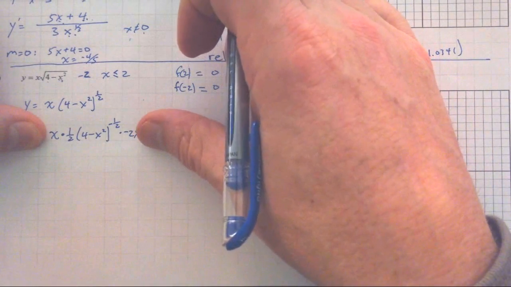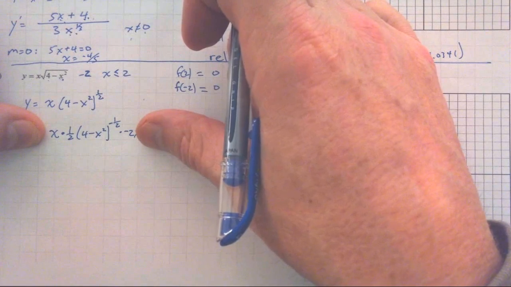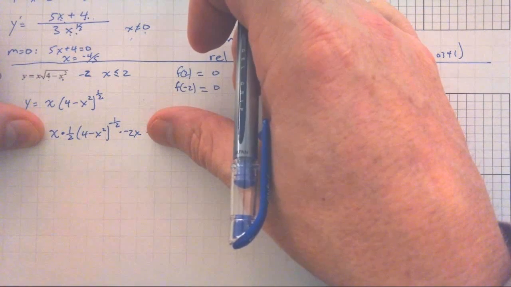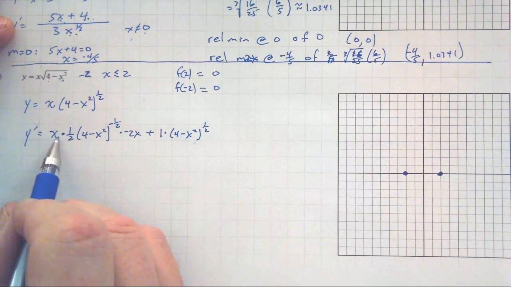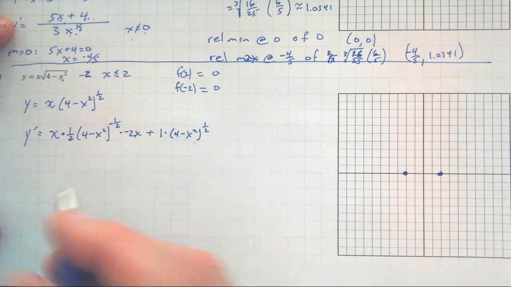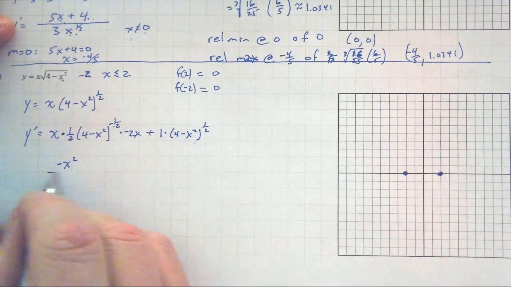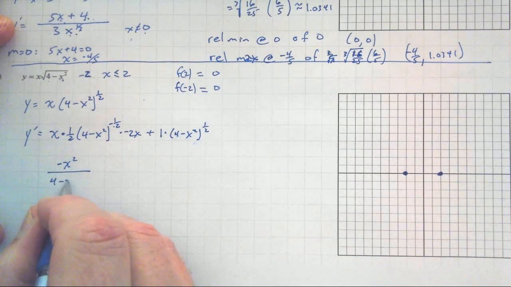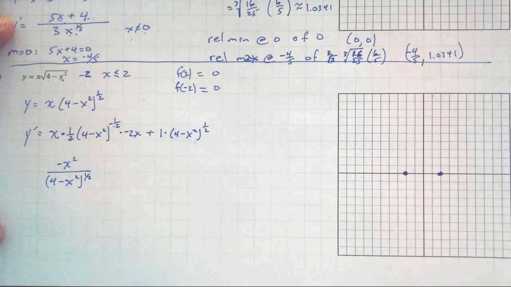In algebra, this is a term, and within this term, everything's factored. Therefore, I can play the numerator-denominator game with this negative exponent. I've got numerators of x squared. I've got a denominator of 2, but that's divided by negative 2, just negative 1. So I get a negative x squared. This can go to the denominator: (4 minus x squared) to the positive 1/2.